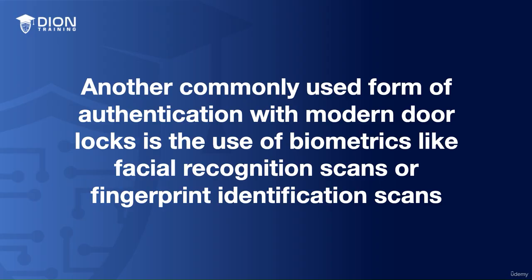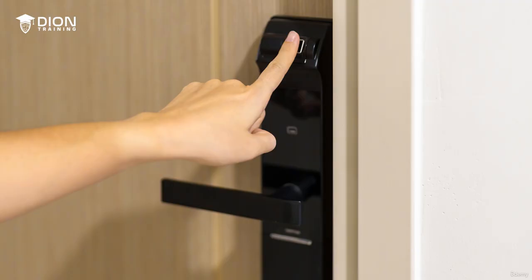Another commonly used form of authentication with modern door locks is the use of biometrics like facial recognition scans or fingerprint identification scans. In fact, my server room door here at the offices uses a biometric lock that allows me to lock or unlock that door simply using my index finger. Similarly to a personal identification number, we can also configure this lock to use each person's own fingerprint, and then each entry or exit is logged for accounting and auditing purposes based on that fingerprint.